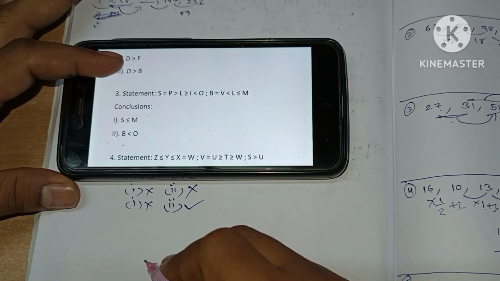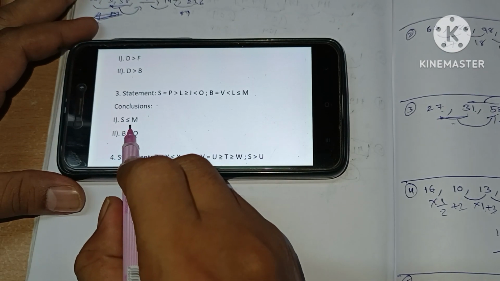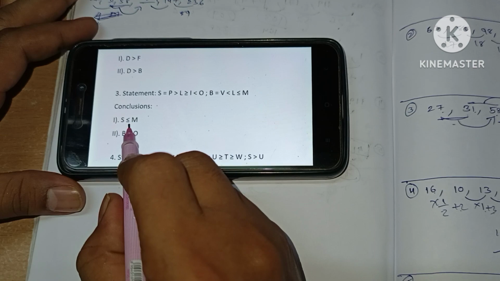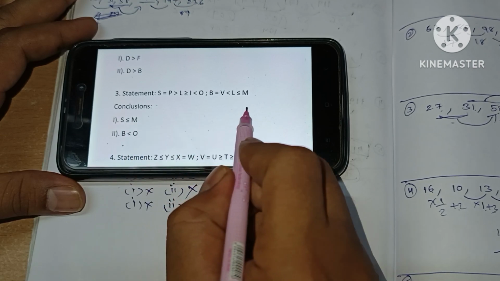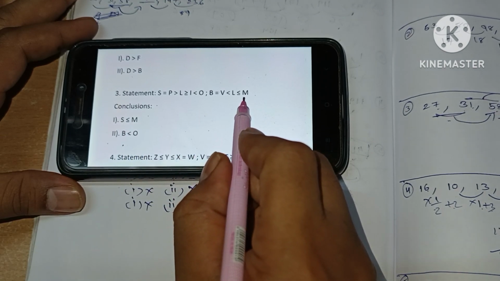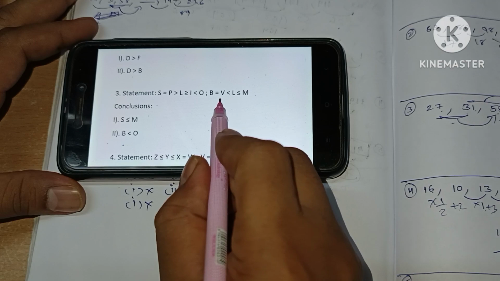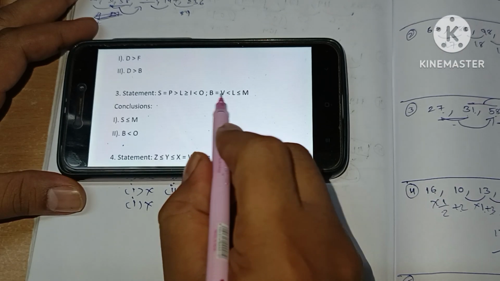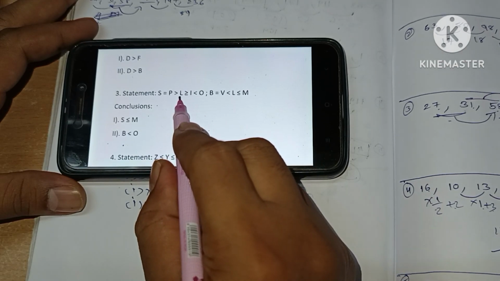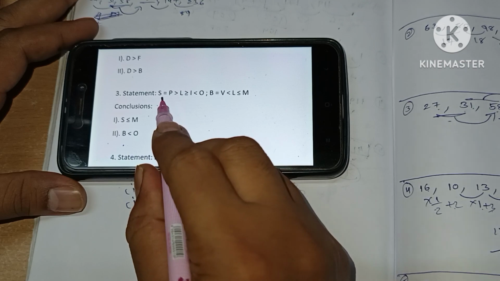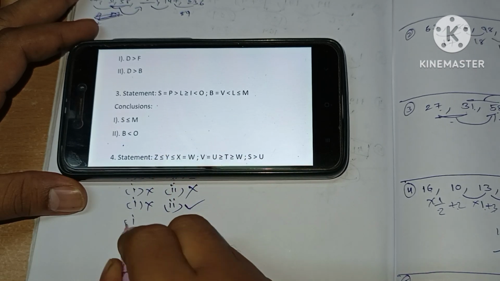Next, third question, the flow from M to S with everywhere equal to also. From M we can reach to L. From L we are not able to reach to S. So first conclusion will be false.